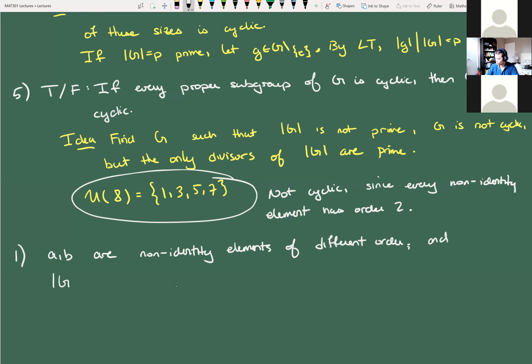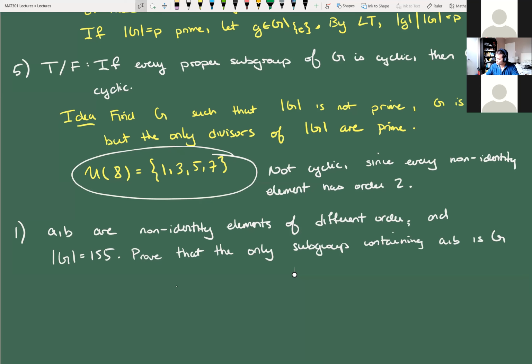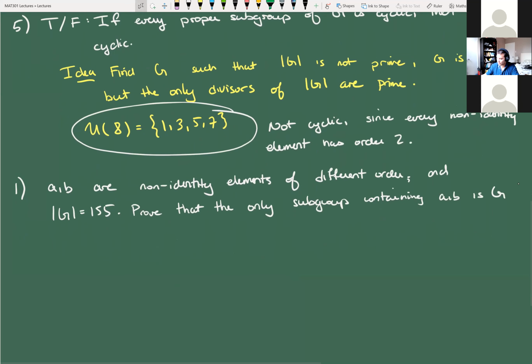And the order of G is 155. Obviously, that is an important number. Prove the only subgroup of G containing both A and B is G itself. The only subgroup containing A and B is G. All right, so I think we should take another little break and try to do this one.